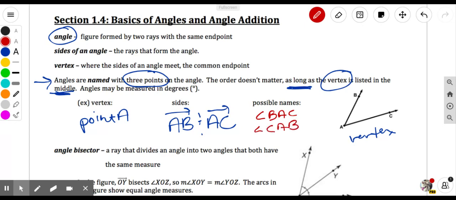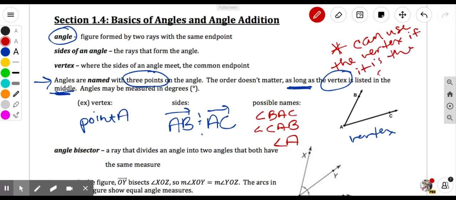Now this particular angle, because it's the only angle in the picture, I can also use the vertex. But again, that's only if it's the only angle in the picture. So I could also call this angle A. We might want to add in a little note here that says, can use the vertex if it is the only angle in the picture. And I'll show you what I mean. So this one I could call angle A.